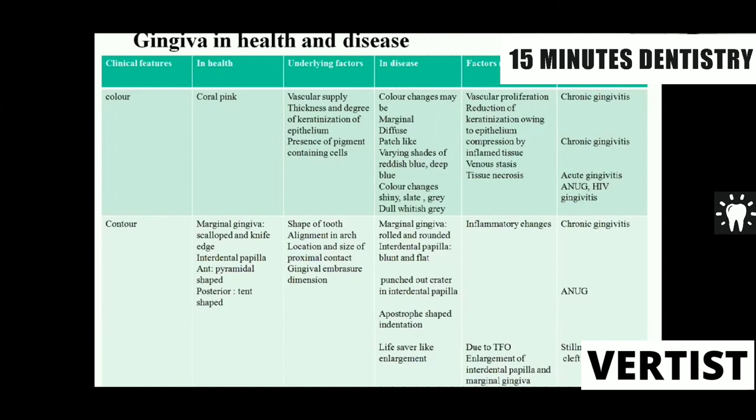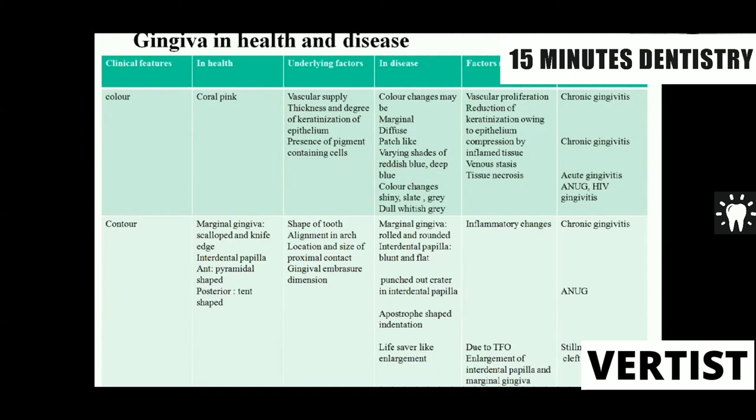Now, the normal contour of the gingiva is scalloped and knife edge at the marginal gingiva. In the interdental papilla in the anterior region, the contour is pyramidal in shape. In the posterior region, it is col-shaped. Now, this contour is due to the shape of the tooth. It is due to the alignment in the arch, location and size of the proximal contact, and due to the gingival embrasure dimensions.